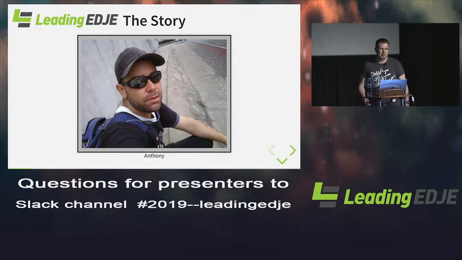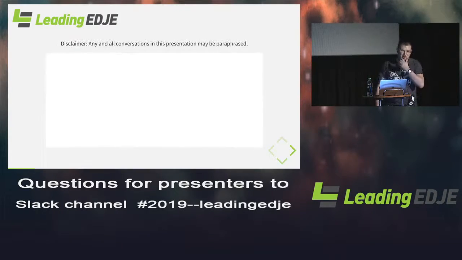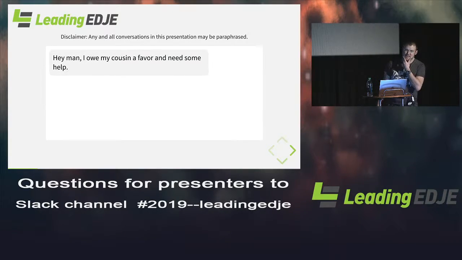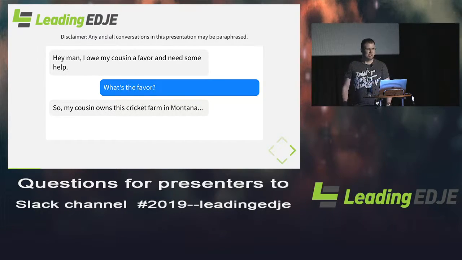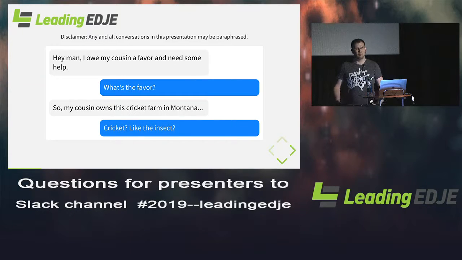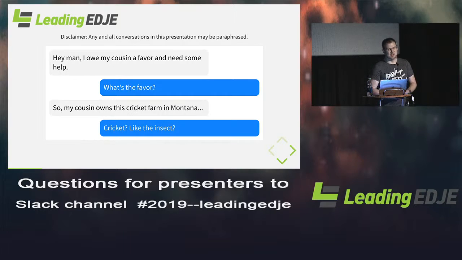So the story starts with my friend named Anthony, who reached out to me one day. He has a cousin in Montana he owed a favor to. And while Anthony likes building with hardware, he's not much of a software developer himself. So his cousin owns a cricket farm. They grow these crickets for alternative food products. They mostly use them for cricket flour as an alternative to wheat flour.